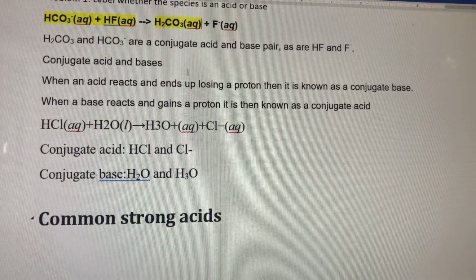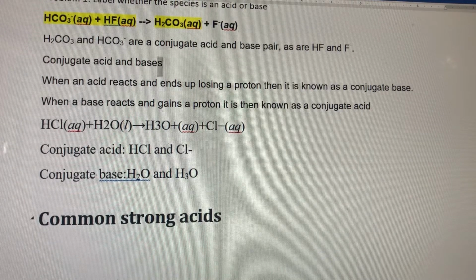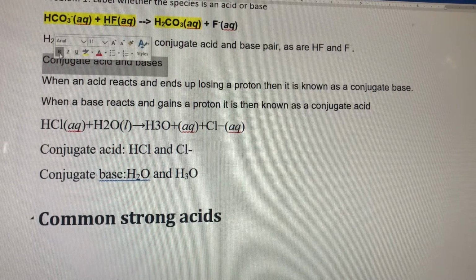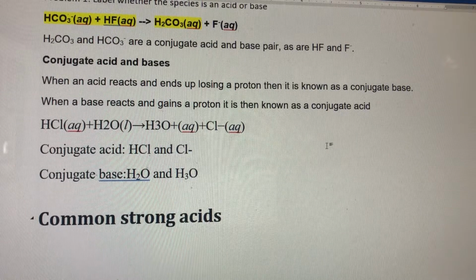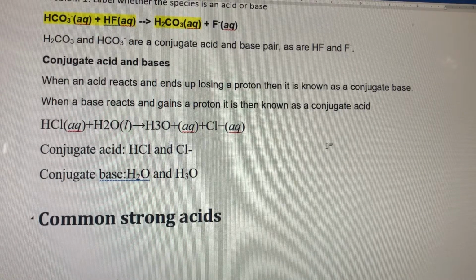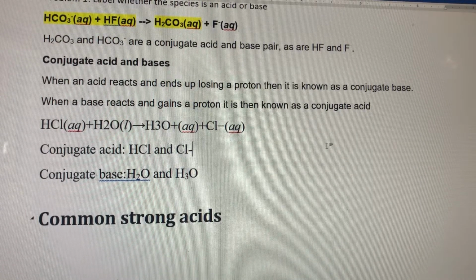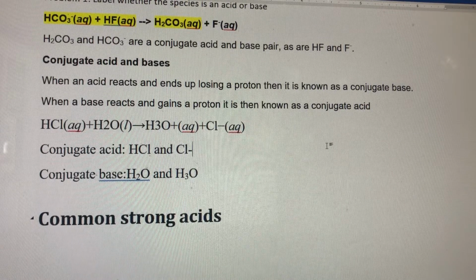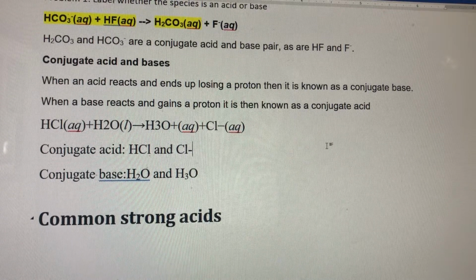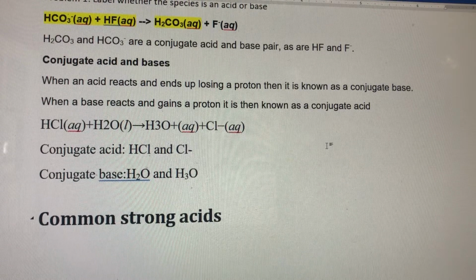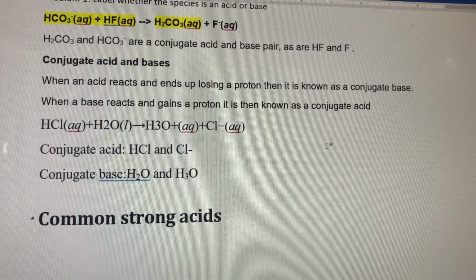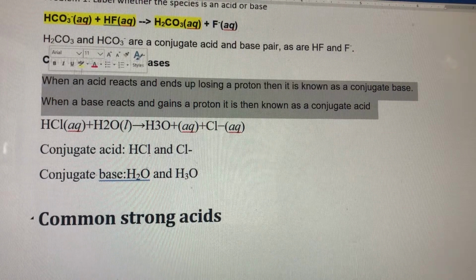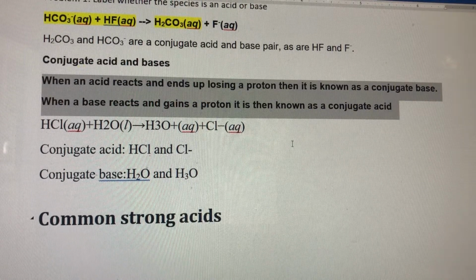So now we're going to get more into conjugate acids and bases. I forgot to bold that. When an acid reacts and ends up losing a proton, it's known as a conjugate base. Like I said previously, you can see that in that example. And when a base reacts and gains a proton, it is then known as a conjugate acid. So these are good definitions to know. I'm going to go ahead and bold that.